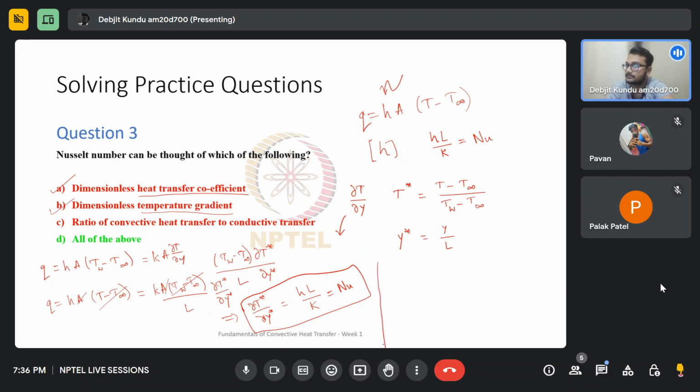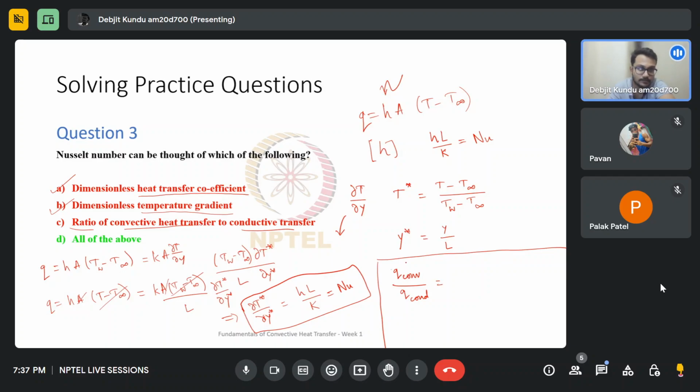And last but not the least, as the ratio of convective heat transfer to conductive heat transfer. So let's say I write down each of them. So Q conv, this is convective heat transfer, divided by the Q cond, which is conductive heat transfer. Okay, I hope it makes sense. So this is the ratio that we are talking about. Ratio of convective heat transfer to conductive heat transfer.